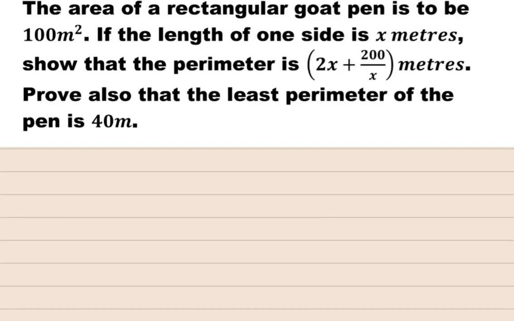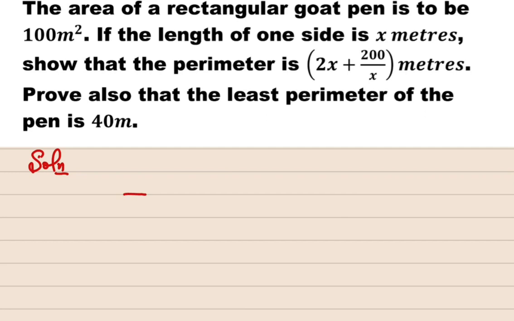Okay, guys, a good question. The area of a rectangular goat pen is to be 100 meters square. If the length of one side is x meters, show that the perimeter is 2x plus 200 over x meters. Now, this is what we need to do. Solution now.